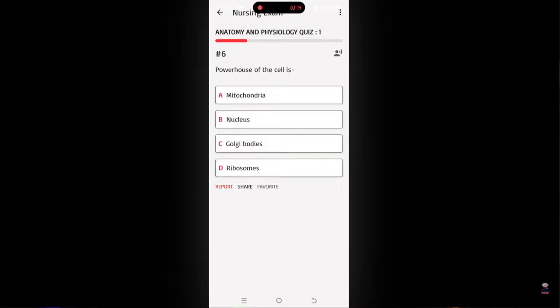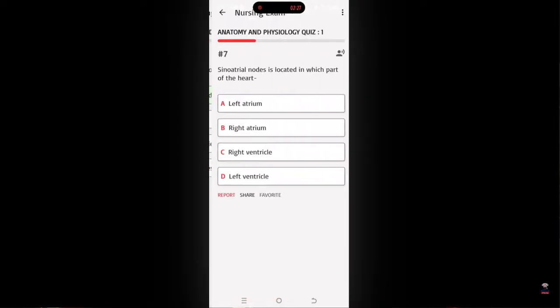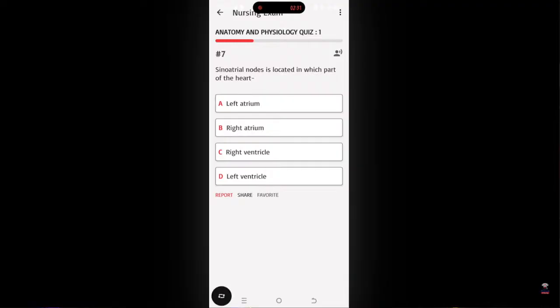Powerhouse of the cell is A. Mitochondria, B. Nucleus, C. Golgi bodies, D. Ribosomes. Correct answer. Sinoatrial nodes is located in which part of the heart? A. Left atrium, B. Right atrium, C. Right ventricle, D. Left ventricle.